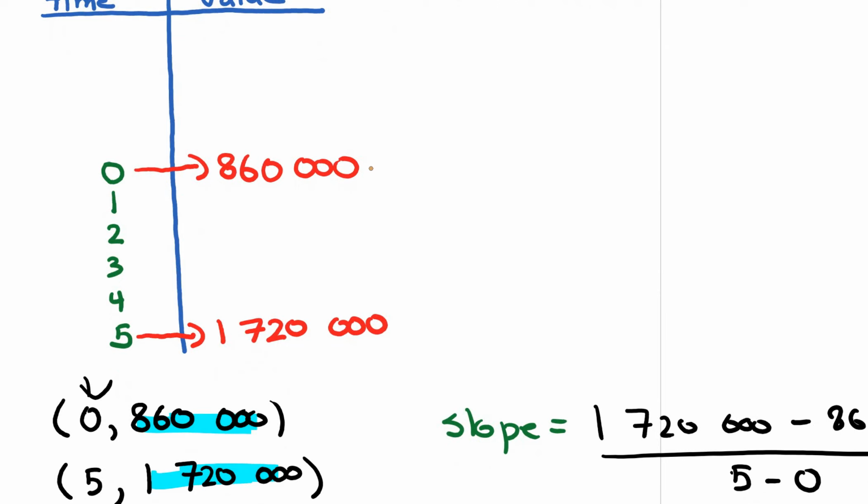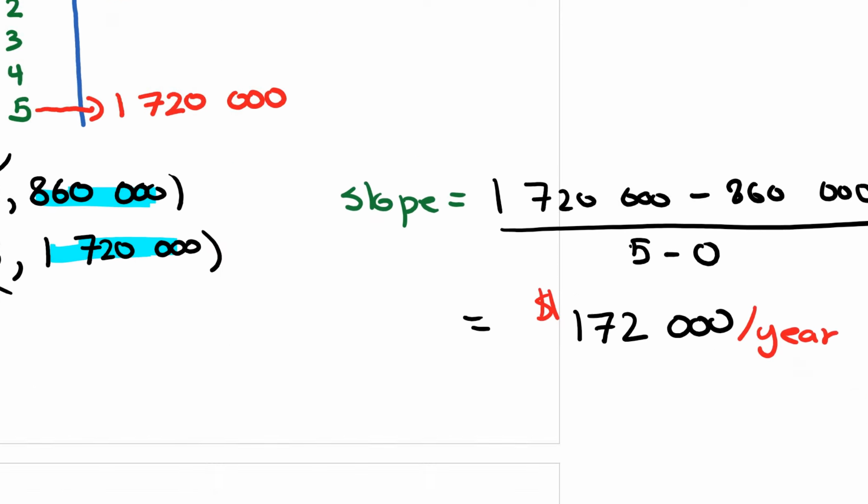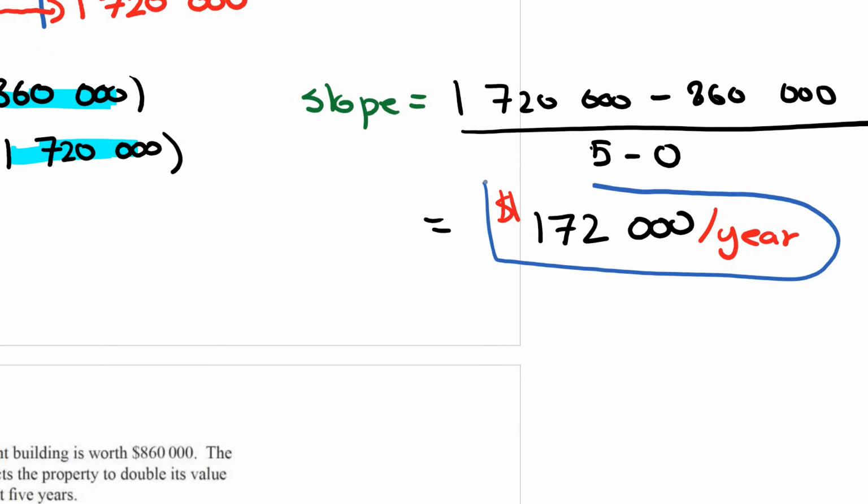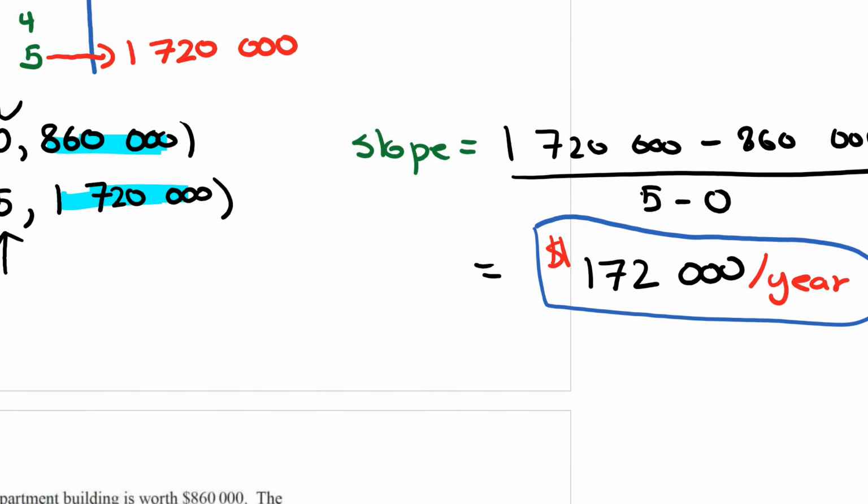So if I go back to my table here, if I go to the next year, basically I'm just adding $172,000. All right, and if I do that, my new value after 1 year will be $1,032,000, so basically over $1 million. That's how much the value of the apartment would be after 1 year. Okay, but this is the answer for part A. That is my slope. That is the yearly appreciation value there.